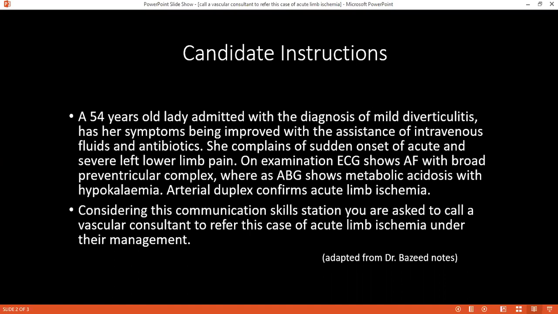Yes, sir. We have a 54-year-old lady who was diagnosed with mild diverticulitis, managed conservatively with fluids and antibiotics, and she was improving on the conservative treatment. But now she is developing left-sided acute limb ischemia, and the patient has metabolic acidosis with hypokalemia, and she had broad pre-ventricular complexes on ECG. We are hoping to transfer the patient under your expert treatment for acute limb ischemia.